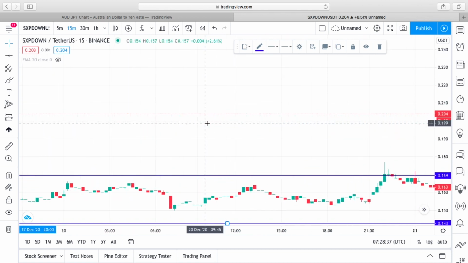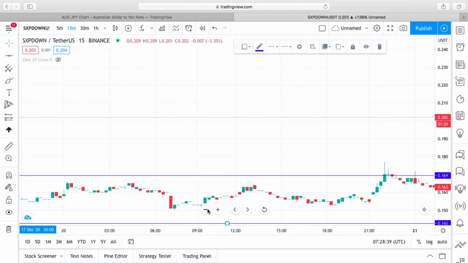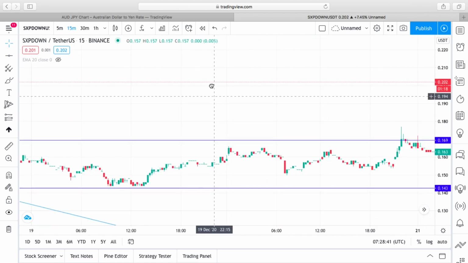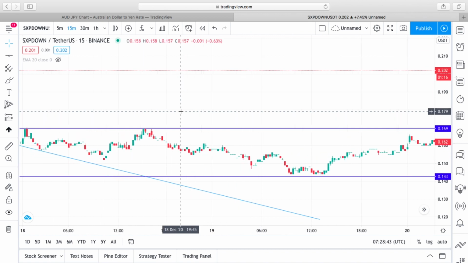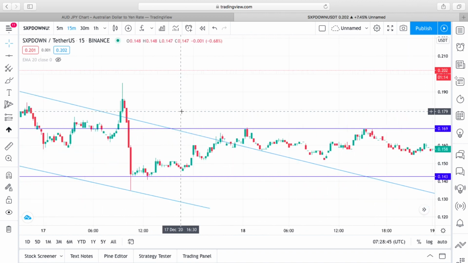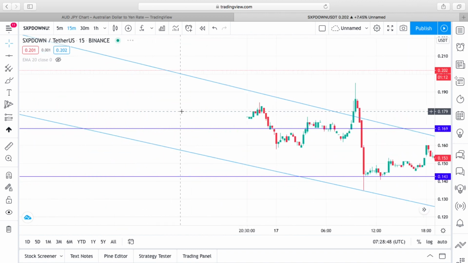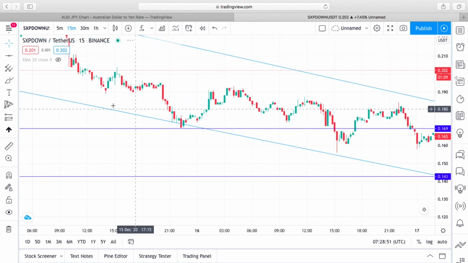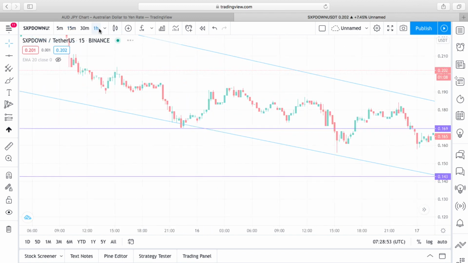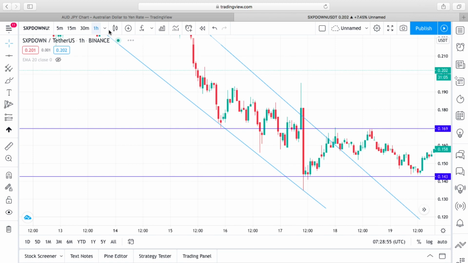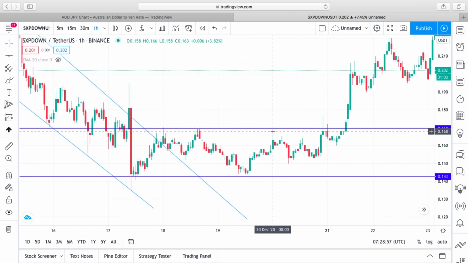So this is where we draw our support and resistance. Now you would see this uptrend clearly. When I use a 1 hour time frame, I get to see everything very easily. And so you see, this is very easy for you to understand.